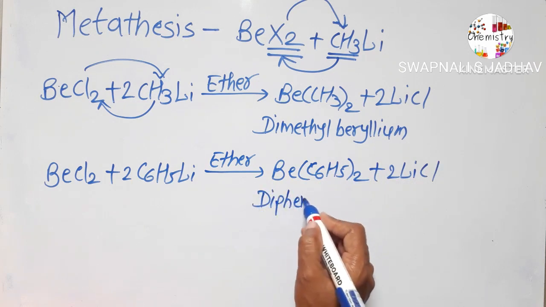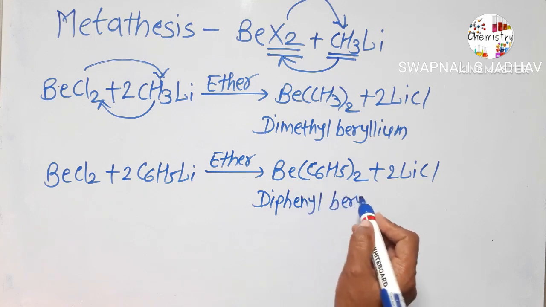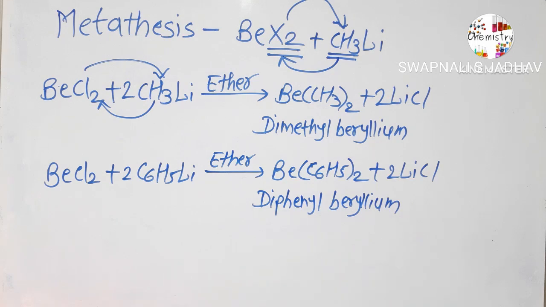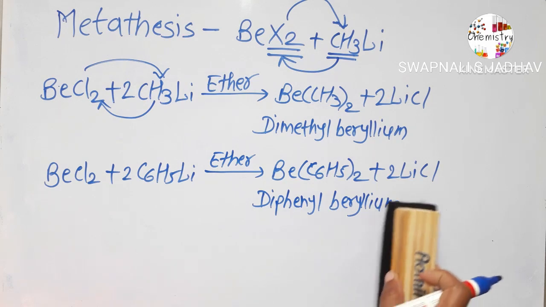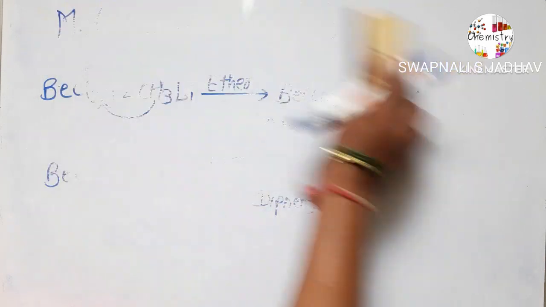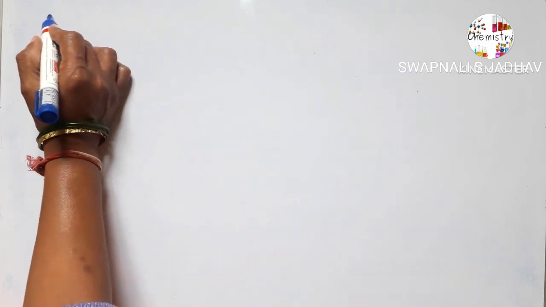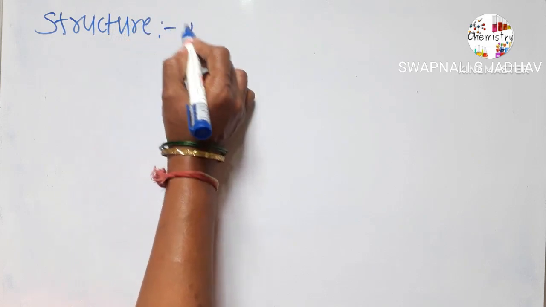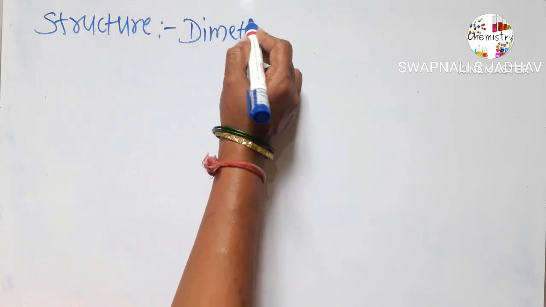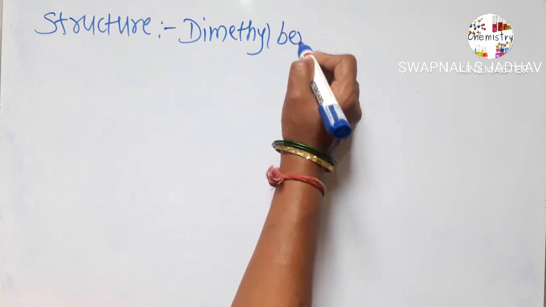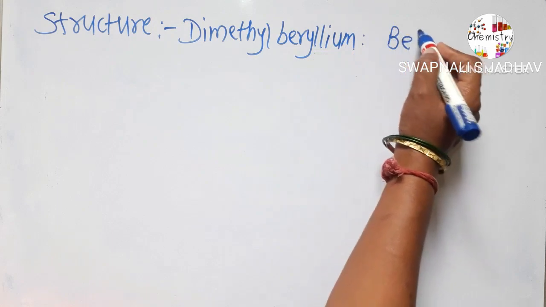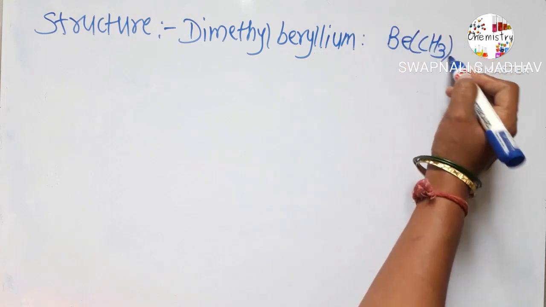Be(C6H5)2, diphenyl beryllium. So this is the second method for the preparation of alkyl and aryl derivatives of beryllium. Now we see the structure of dimethyl beryllium. So we know that the formula for dimethyl beryllium is Be(CH3)2.